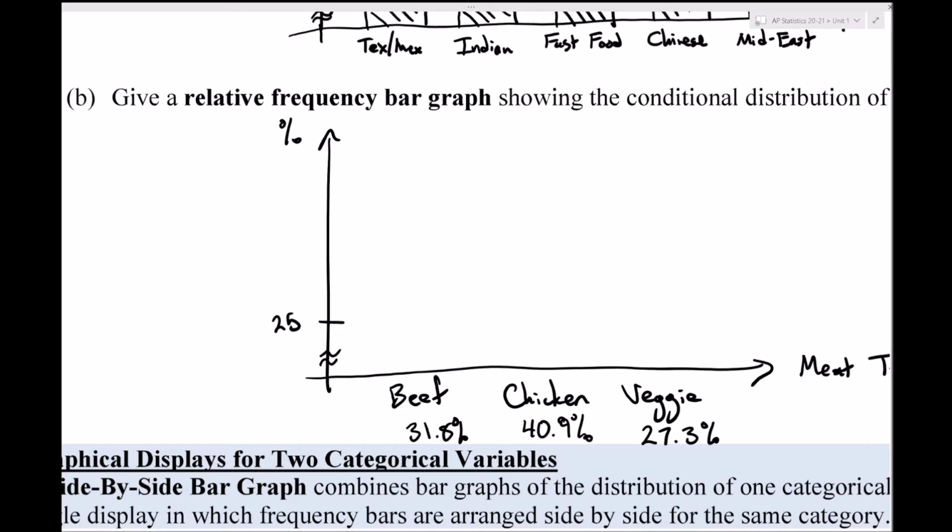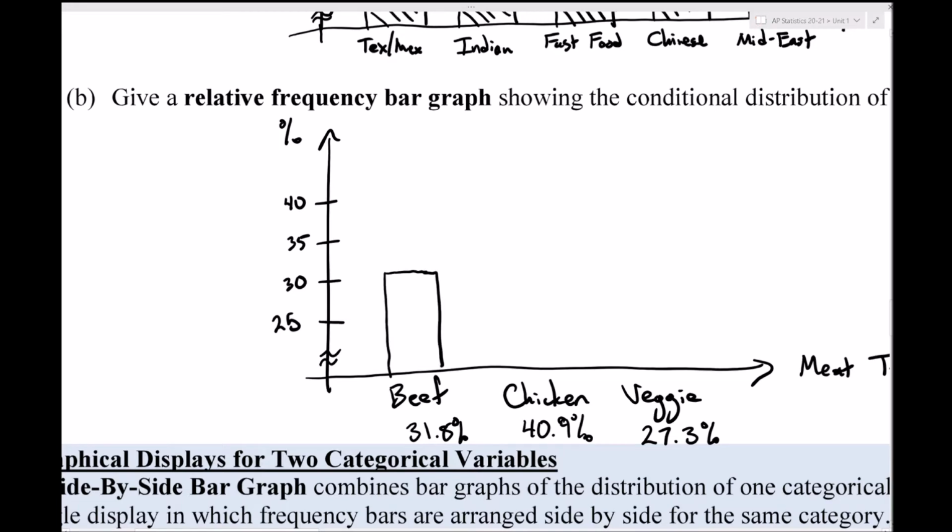And then the largest I see is 40.9, so I might want to make that 40. So 25, 30, 35, 40. So that's 40. This was 35, this one's 30. And it looks reasonable, so that's okay. So 31.8 should be somewhere around here, and I'm not going to draw grid marks like I did in that previous one.